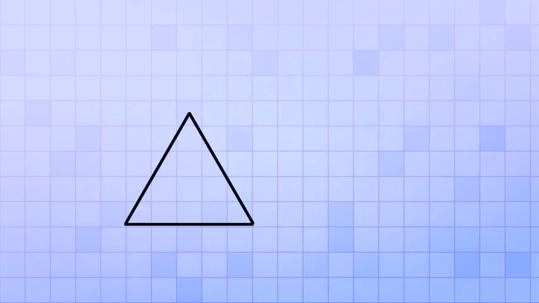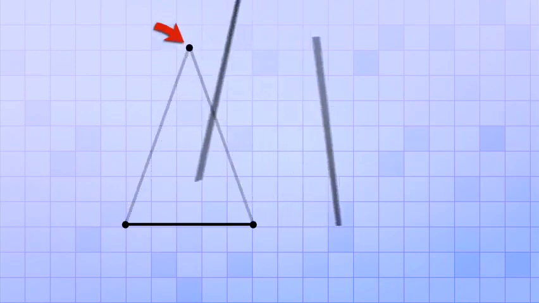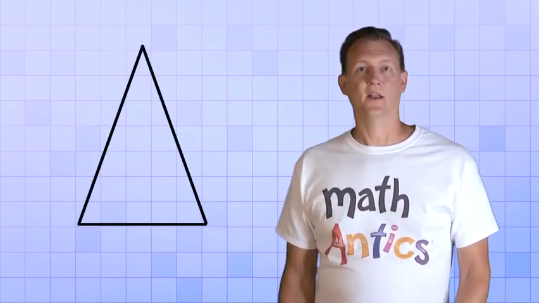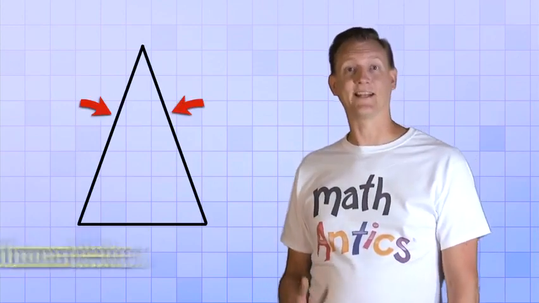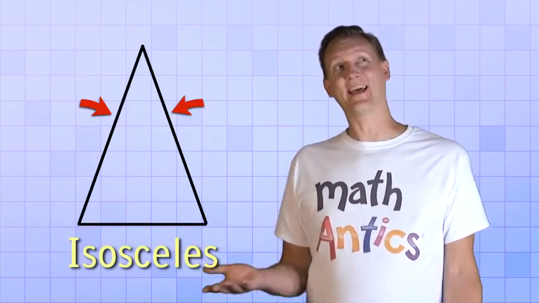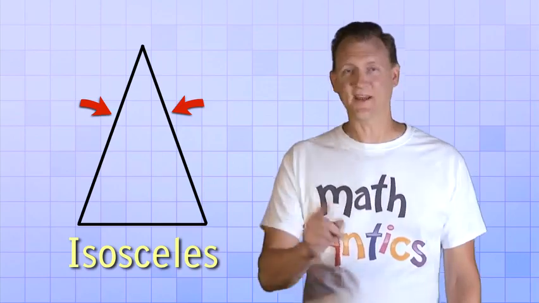To see the second possibility, let's take the top vertice of our equilateral triangle and move it up like this. See what happened? Two of the triangle's sides got stretched by the same amount, but the bottom side remained the same. Now we have a triangle that has only two equal sides, and that's called an isosceles triangle. That's a long word too. The best way to remember that is to look at an isosceles triangle and say its name 20 times as fast as you can.